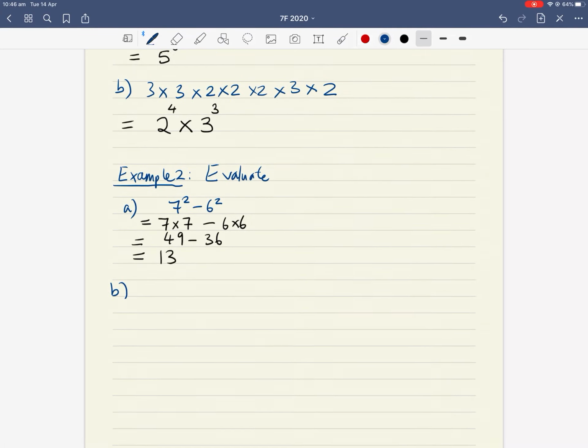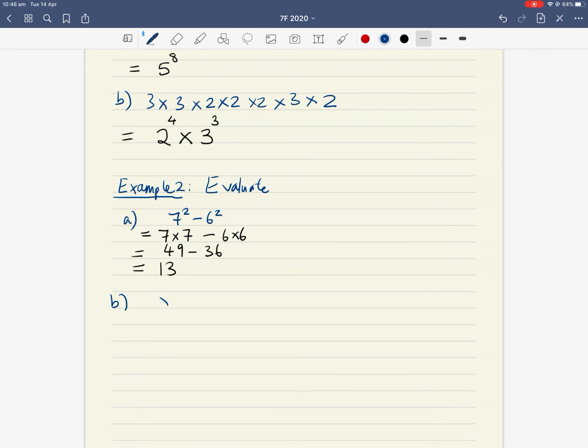Part B, let's do 2 times 3 cubed plus 10 squared minus 4 squared. So, okay, check, do BOMDAS first. Do you see any brackets? No, that's okay. Next we do the powers. So, because you're in year 7, tell me, do you understand powers? What does 3 cubed mean?